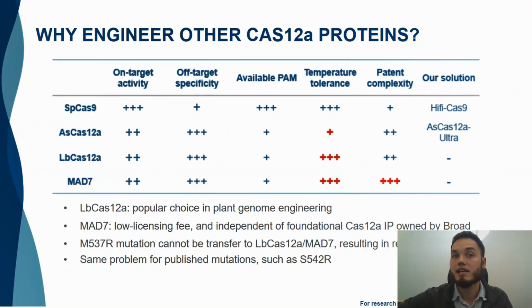While both hi-fi Cas9 and AsCas12a Ultra are excellent genome editing tools, other applications demand additional tools. Specifically in the field of agriculture, most editing is done in plants that grow and reproduce at lower temperatures. LB-Cas12a is an ortholog of AsCas12a that is known to function better in plants. However, similar to wild-type AsCas12a, it also suffers from poor on-target potency, and many of the mutations published for AsCas12a, including our own, are not directly transferable to LB-Cas12a.